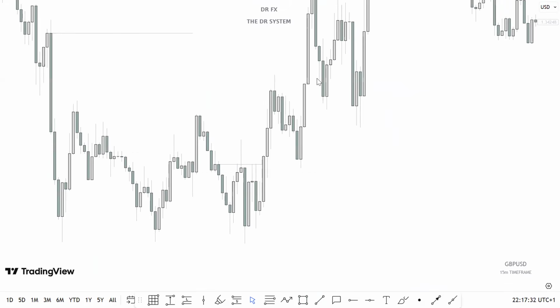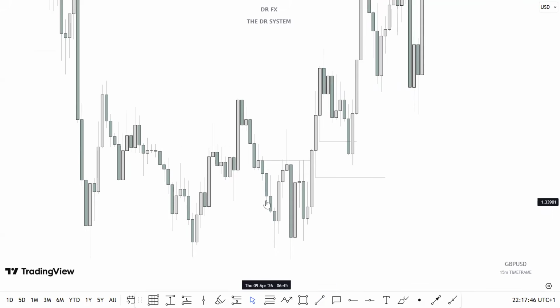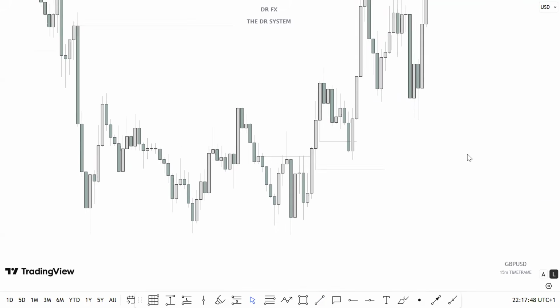Now, this is where a lot of continuation entries come in. Why? Because if you take a look at this entire move, this is an imbalance, this is an imbalance. So this is liquidity. Me, I'll not choose this. I'll choose the one that is below because I like protecting my stop loss. And then I'll look for a key level that has history for me to use.